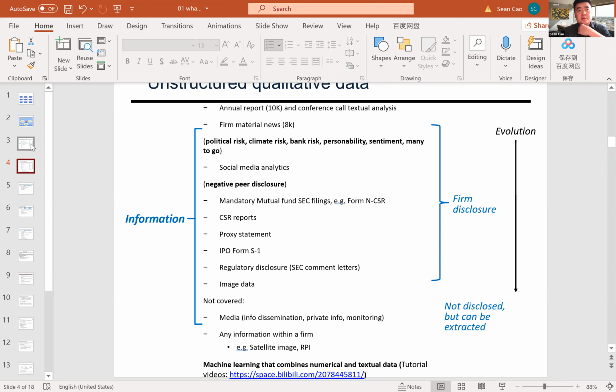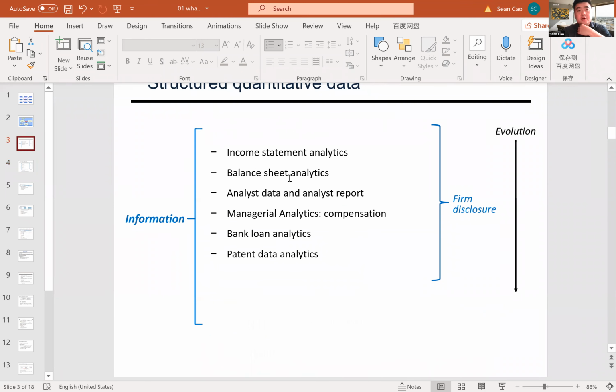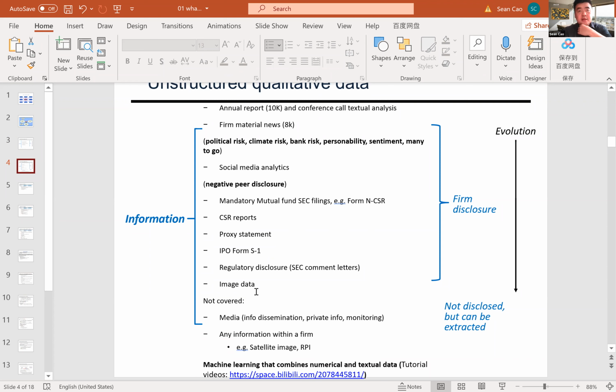So this is the structure. We have a numerical data. We have the public available textual data, image data. We have some proprietary image data we don't cover in the class.